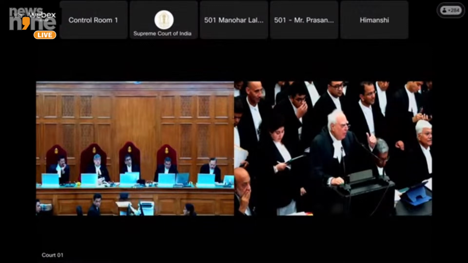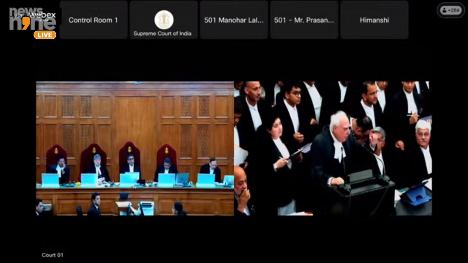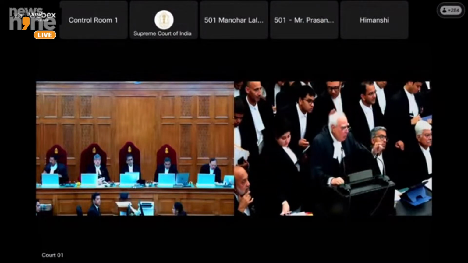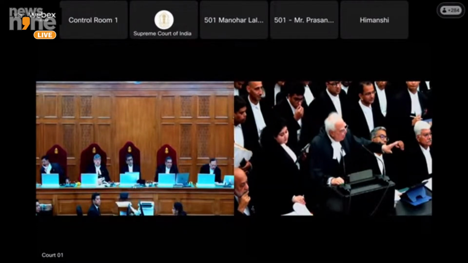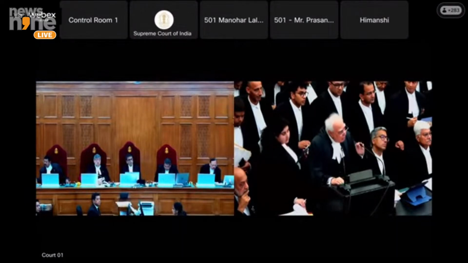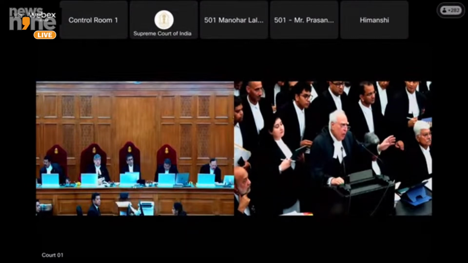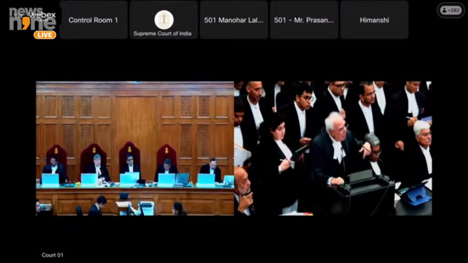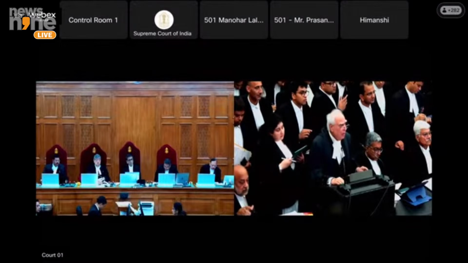Kindly see the scheme of 370, My Lord, with the greatest respect. On the four items, that is defense, communications, external affairs and ancillary matters, the consultation of the state is necessary under 370. For all other matters, the concurrence of the state is necessary. So can you say you do away with the concurrence? And then the third thing is, if you want to abrogate 370 or amend it, you have to get the recommendation of the Constituent Assembly.